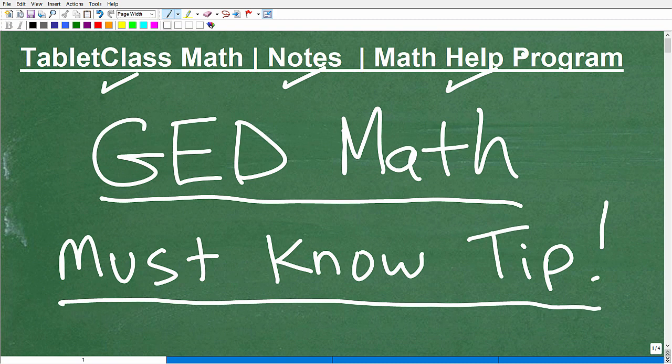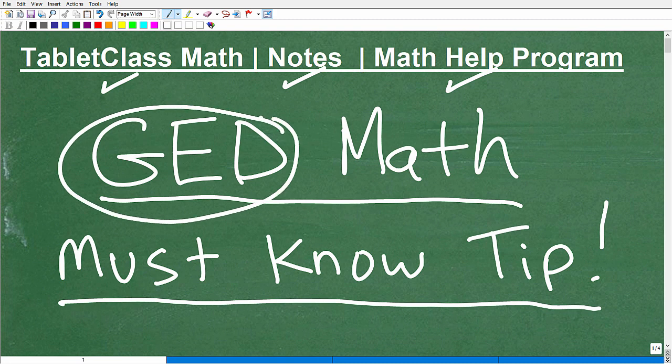So GED math. Obviously you're going for your high school equivalency, so the math section is going to be high school level math. The GED is a very old test, from 10, 20, 30, 40, 50, 60 years ago. GED math was maybe not as difficult, but it certainly wasn't geared towards college prep level mathematics. But basically what I'm trying to say is that there is indeed a good amount of high school level math on a GED. So that would be algebra and geometry.